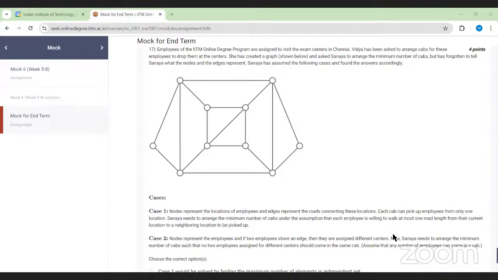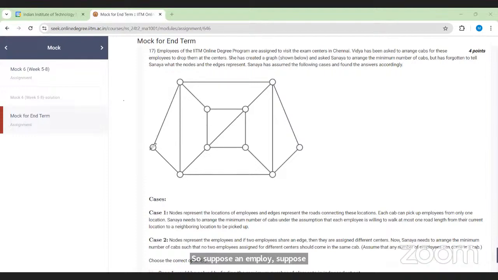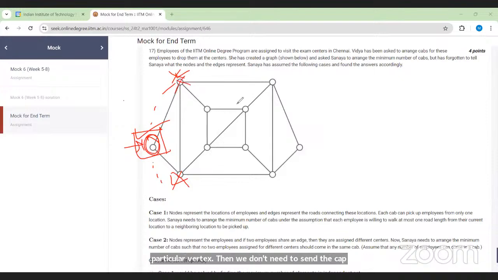Suppose I send a cap to this vertex. Then any employee situated at this location or this location can walk up to this particular vertex. So if two vertices are adjacent to this vertex, it's enough to send a cap to this particular vertex. Then we don't need to send a cap to these two vertices. That's how you have to make your decision.